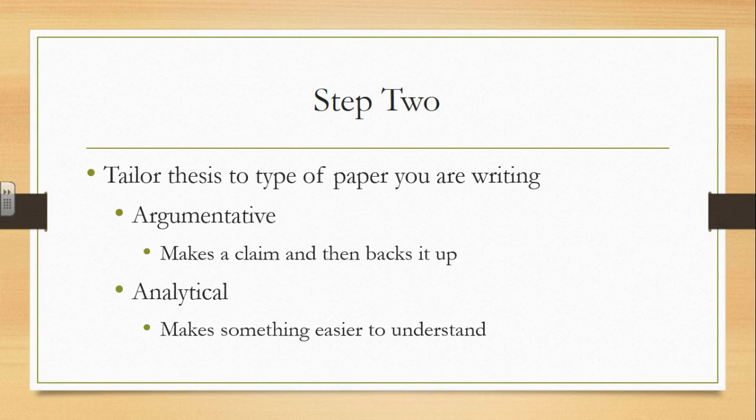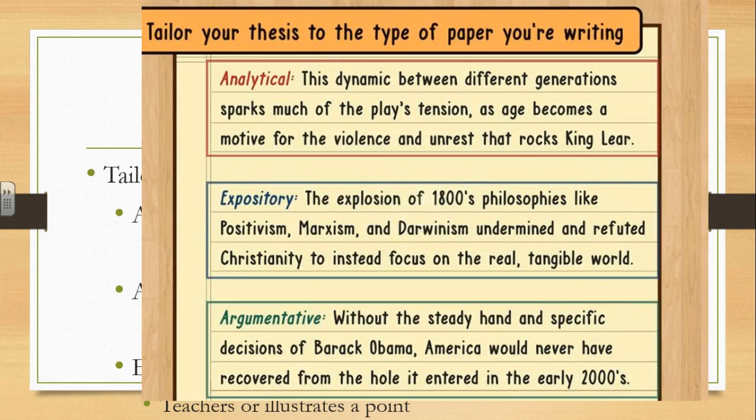So you're going to be like explaining the democratic system of government. Why does it work this way? You're going to explain what is happening. And thirdly is an expository, which is going to teach or illustrate a point. So you're going to be maybe teaching me how to tie my shoes, the steps that I need to go through to tie my shoes. So those are the three different types of papers. Make sure that your thesis is tailored to those individual types. So some examples right here.